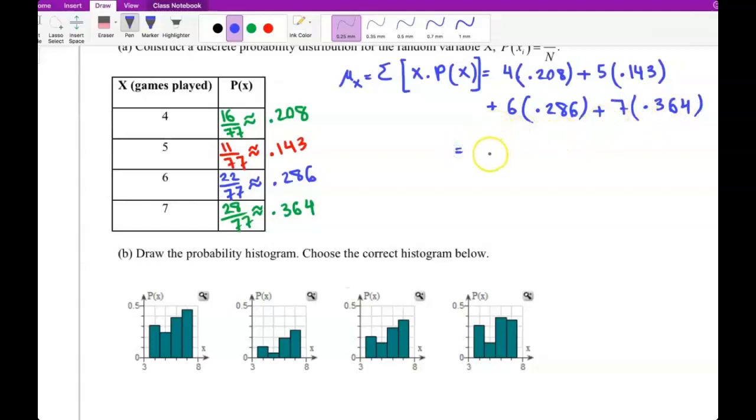So what we have here is 0.832 plus 0.715 plus 1.716 plus 2.548. So that is equal to 5.811. Okay, so that's our mean.